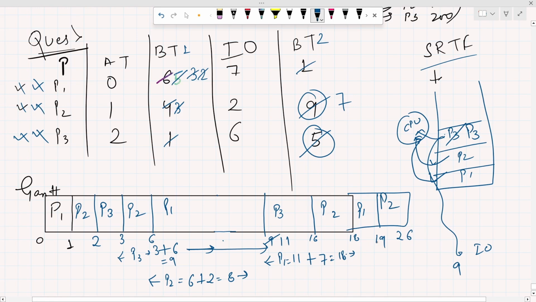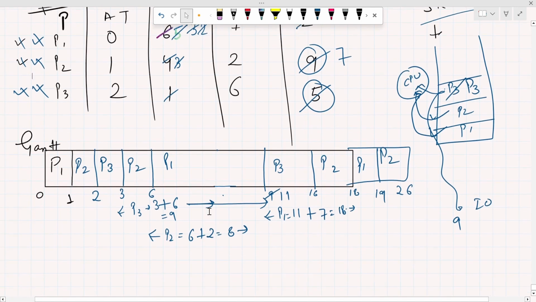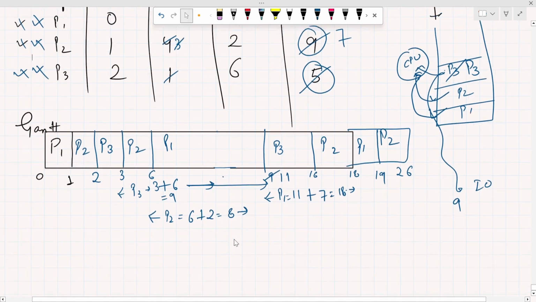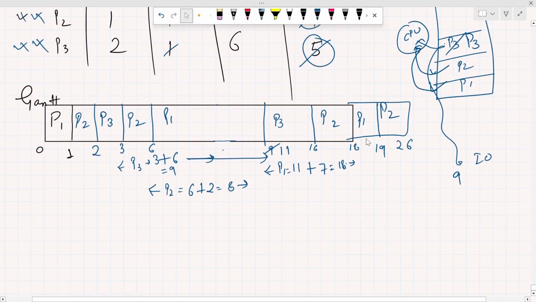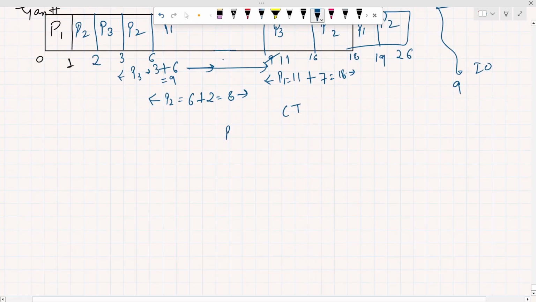So this is what the Gantt chart of this particular question looks like. Now you can easily find the completion times as well. For P2 it is 26, P1 is 19, P3 is 16. If you know the completion times, you can find the waiting time and whatever the question asks you.